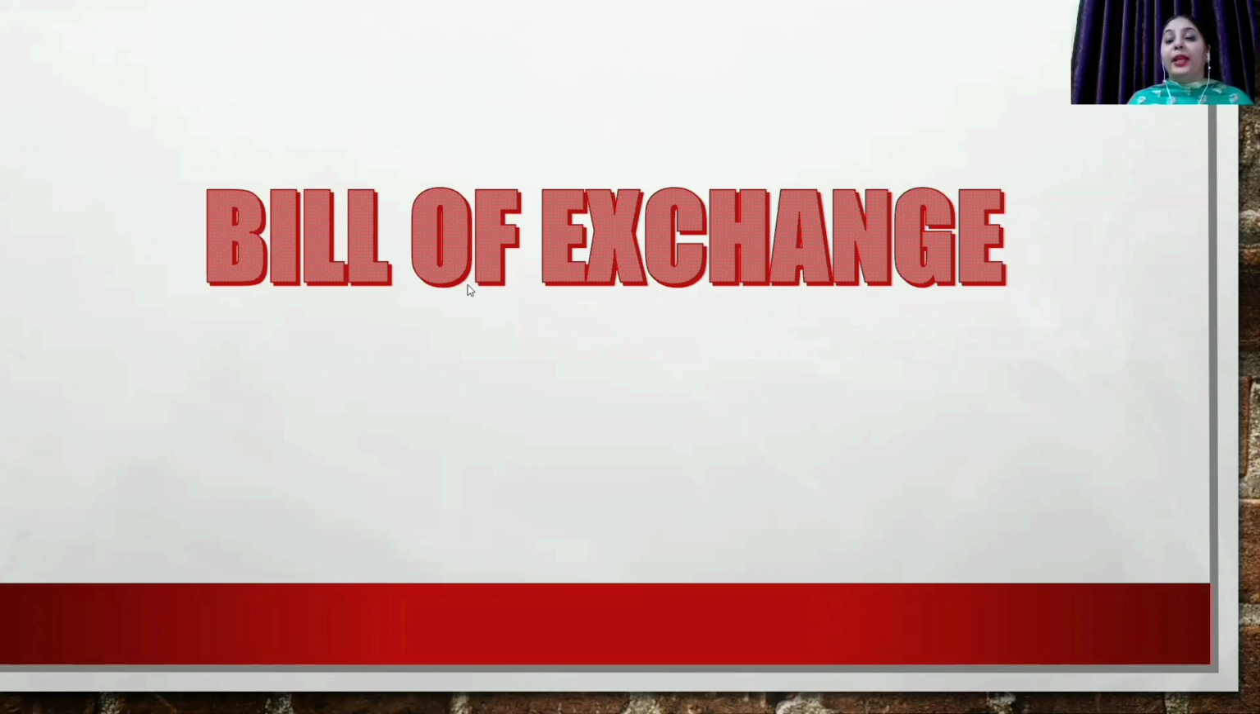Now, when is a bill of exchange drawn? A bill of exchange is drawn when goods are sold on credit basis. Now, why is there a need to draw a bill when goods are sold on credit basis? The reason is as per the verifiable concept of accounting.